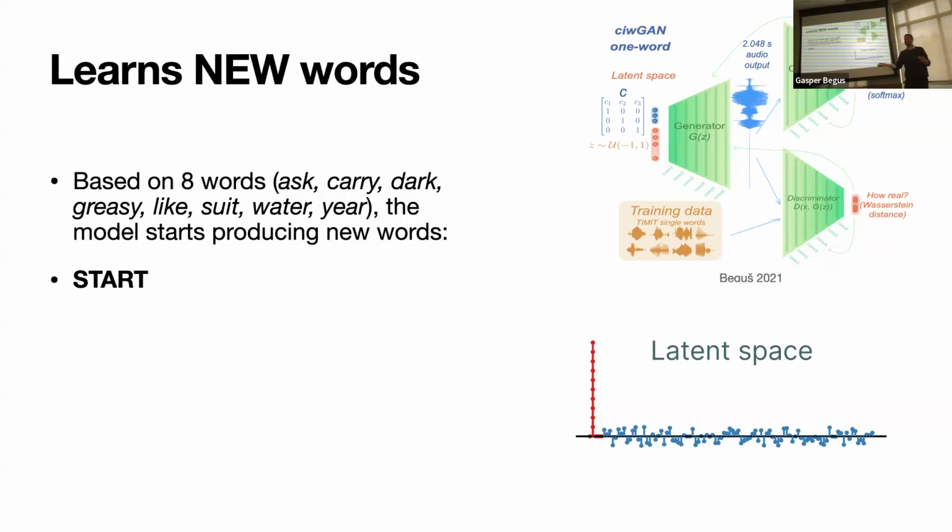We're training this model, and I have an external person transcribing the outputs, and she started transcribing new words, and I was like, "What's happening? These words were not part of training data." So only based on 8 words, it was able to learn enough to start producing new plausible English words.